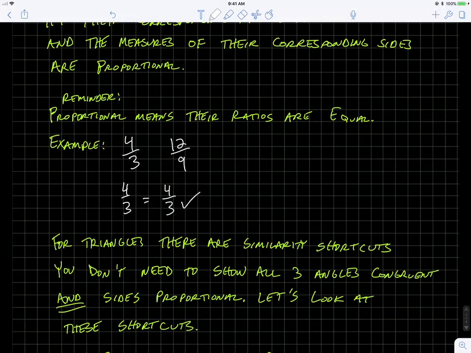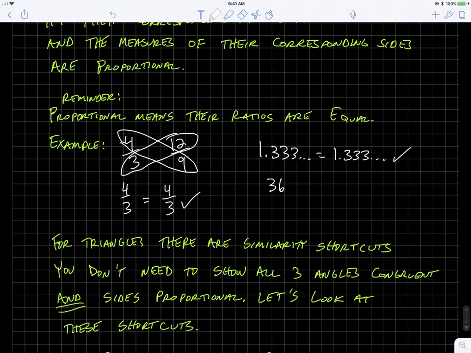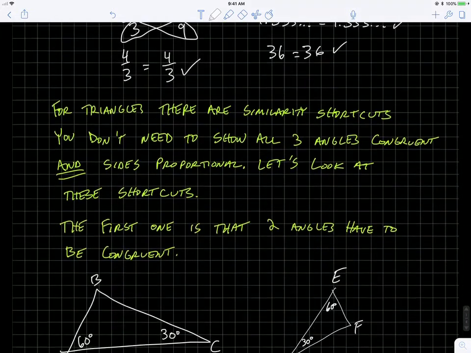So they're proportional. Another way to tell is if you convert them to their decimal. 4/3 is 1.333 repeating, and 12/9 is also 1.333 repeating. That's another way that you can check that they're proportional. And the last way is you could check their cross products, right? 4 times 9 is 36. 12 times 3 is 36. Their cross products would also be equal. That's another way to tell proportionality. So just a reminder there.